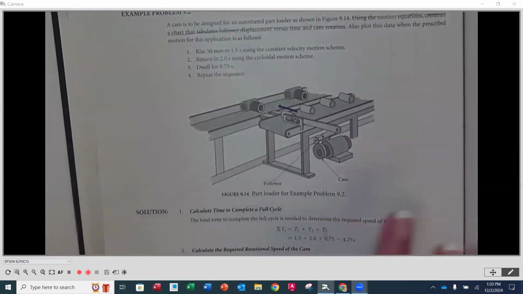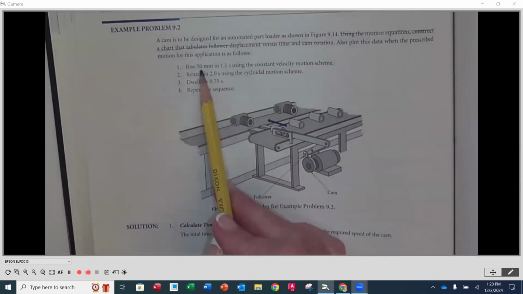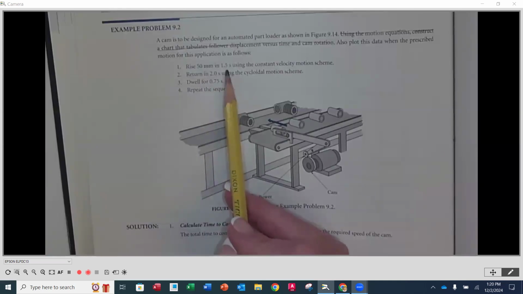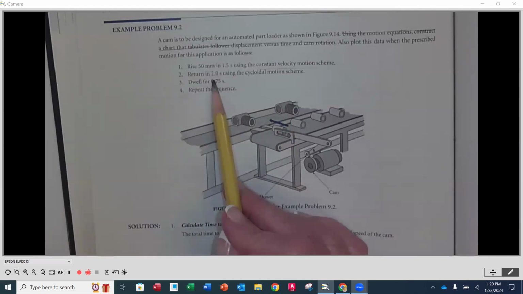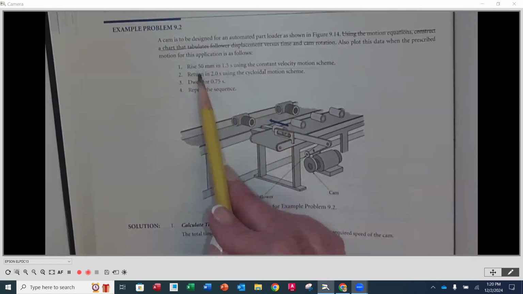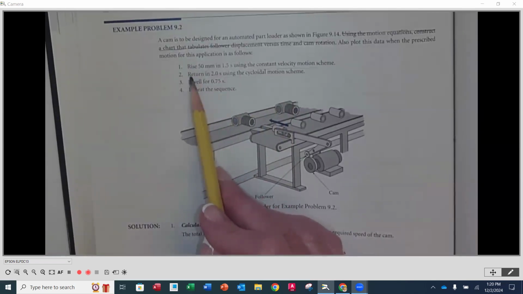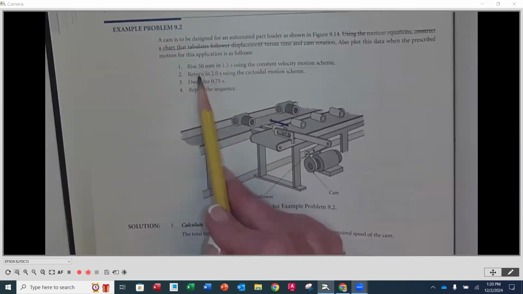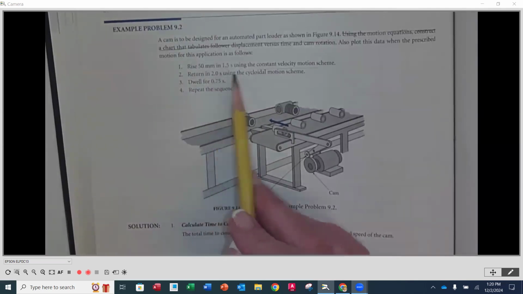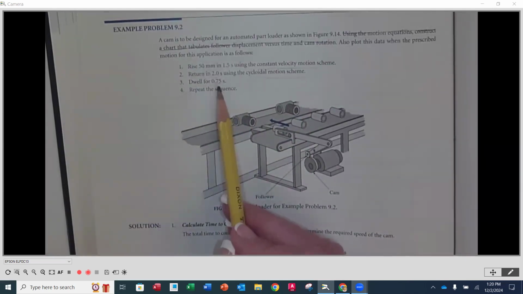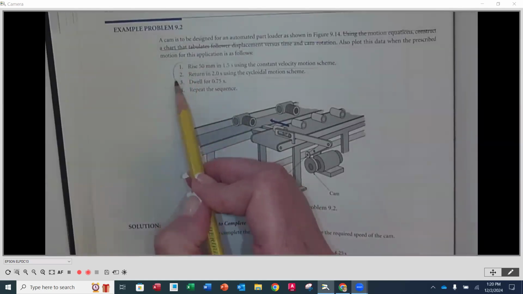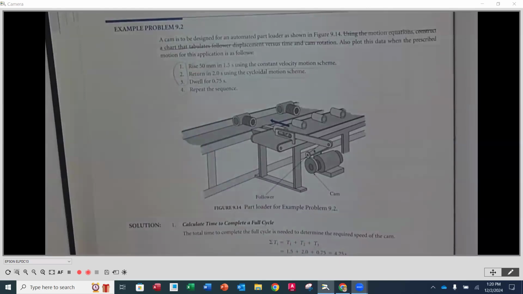So this is telling us that we are going to have a rise of 50 millimeters in 1.5 seconds using constant velocity motion. Okay, so that's just going to be the straight line. So we'll be using that. Then we want to return in 2 inches, or I'm sorry, in 2 seconds using cycloidal motion. So what it means is we're going to do a full fall or a return of the 50 millimeters, but this time we're going to take 2 seconds and we're going to use cycloidal motion to do that. Then we're going to dwell for 0.75 seconds and then we're going to repeat. So really our motion is only the first 3 steps here.